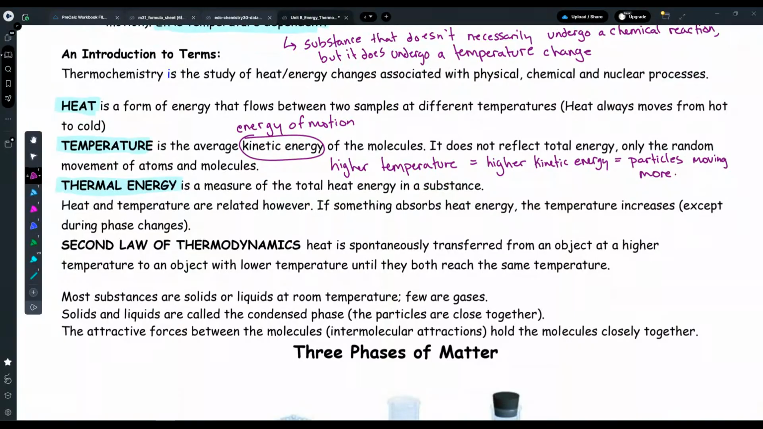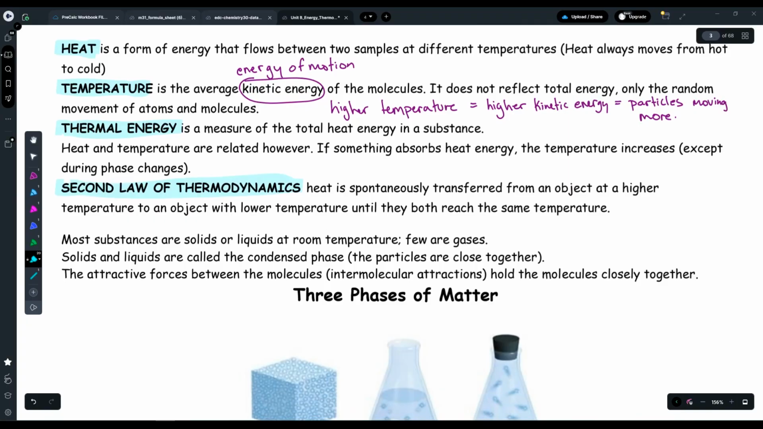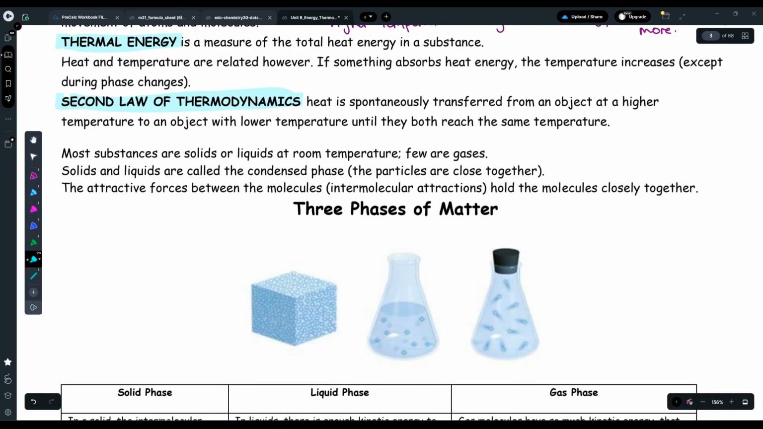The second law of thermodynamics is going to keep coming up in this unit. What it states is that heat is spontaneously transferred from one object at a higher temperature to another object at a lower temperature until both reach the same temperature. This is going to be something that keeps coming up throughout this unit.